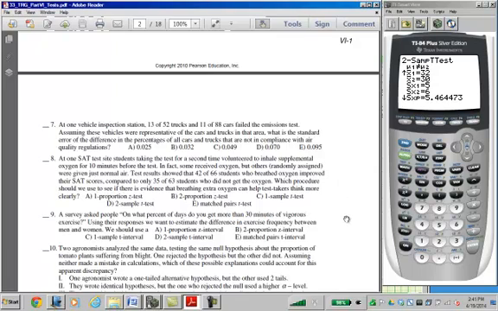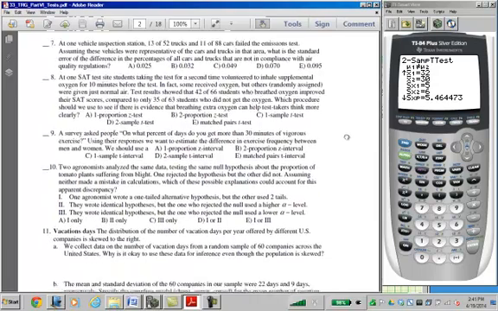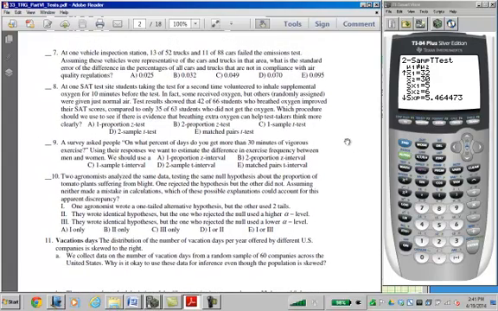Oh, no, we did this one. Okay. 8. SAT test site. Students taking the test volunteer to inhale supplemental oxygen.